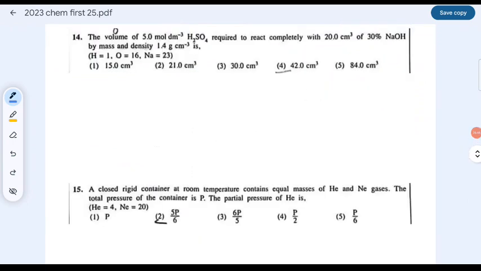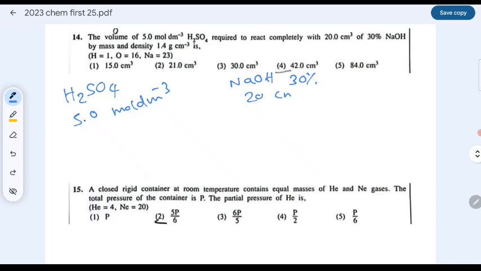Right. Now, let's move on to the 14th question. The volume of 5 moles per dm cube H2SO4 required to react completely with 20 cubic centimeters of 30% sodium hydroxide by mass and density 1.4 grams per cubic centimeter is. So they are asking how much volume of H2SO4 is required to react completely with 20 cubic centimeters of 30% sodium hydroxide by mass and density 1.4 grams per cubic centimeter.